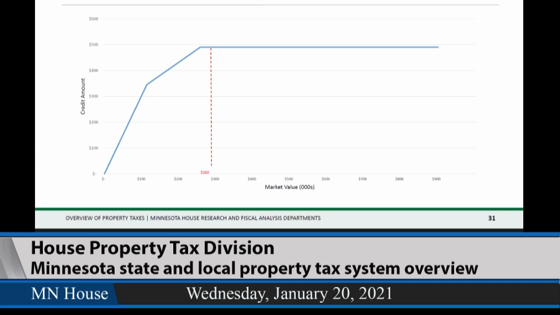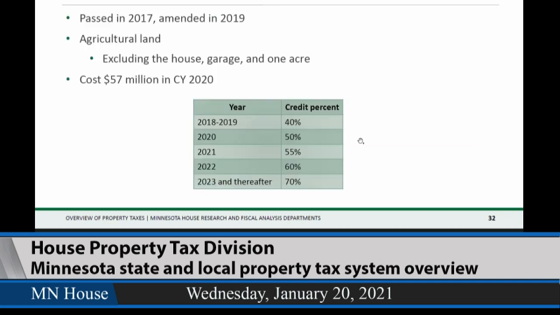This credit is available to agricultural homesteads, just the land portion of agricultural homesteads. So this excludes the house, garage, and 1 acre of the homestead. And this is simply based off of the market value of the property. So the credit increases as the value of the property increases, and it maxes out at $490 for homes valued at $260,000 or more. The total state cost of this credit for credits paid in calendar year 2020 was $37 million. Next slide.